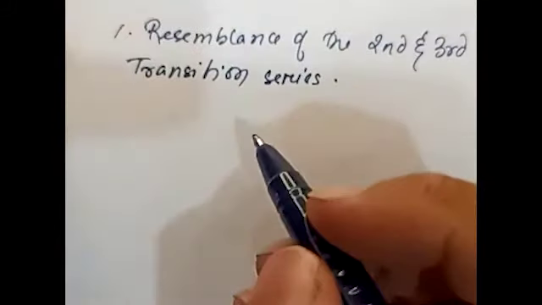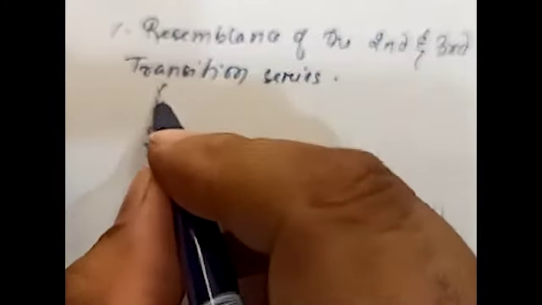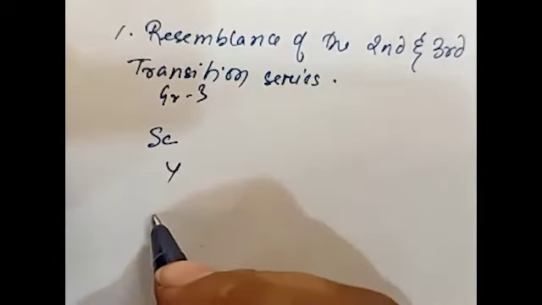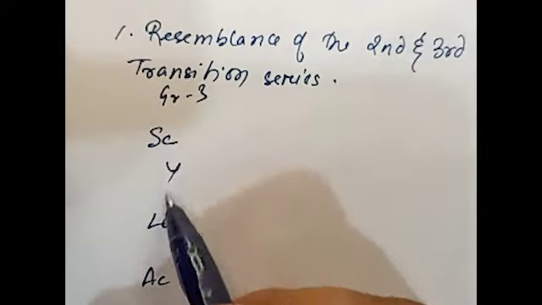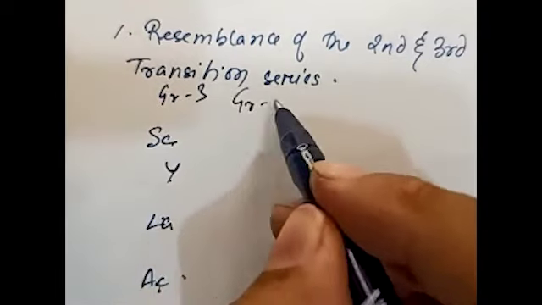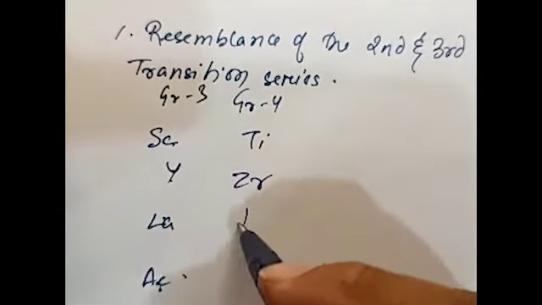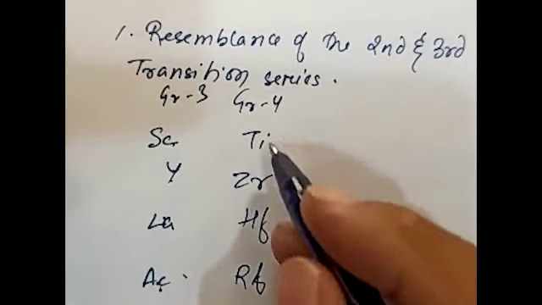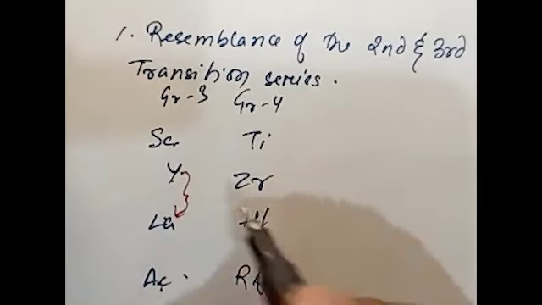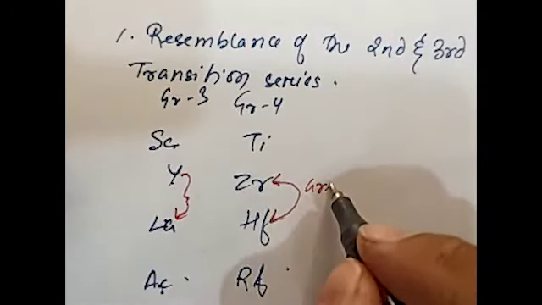So we have seen, for example, what were the elements? Scandium, that is group number 3, yttrium, lanthanum, actinium. These are not f block, okay. They do not have f orbitals. Group 4, the elements are titanium, zirconium, hafnium, and rutherfordium. Yttrium or lanthanum is quite big in size, but zirconium and hafnium are of similar size.